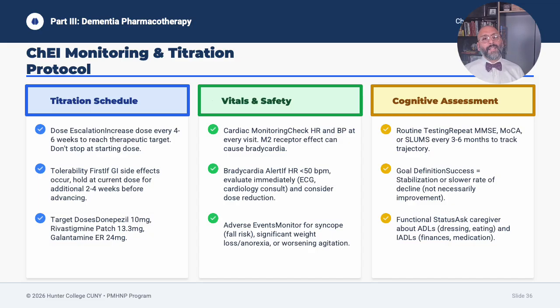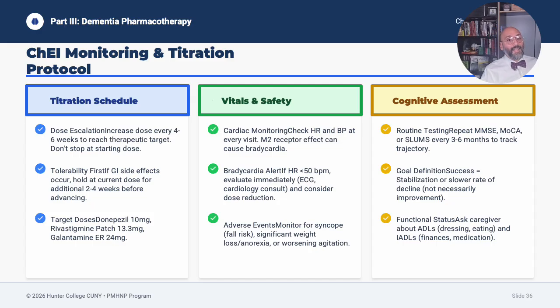Secondly, vitals and safety. So these drugs increase acetylcholine, which means bradycardia is a real risk. Heart rate and blood pressure should be checked at every visit. And if the heart rate drops below 50, that's not watchful waiting, that's an EKG and possibly a cardiology consult. We're also watching for red flags, which include things like syncope, falls, weight loss, anorexia, and worsening agitation.